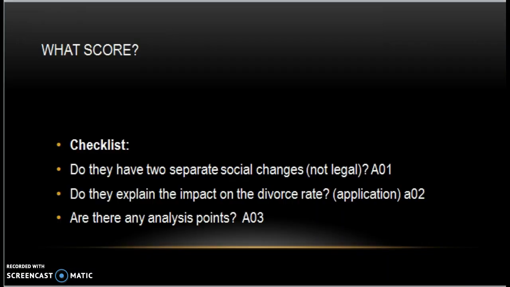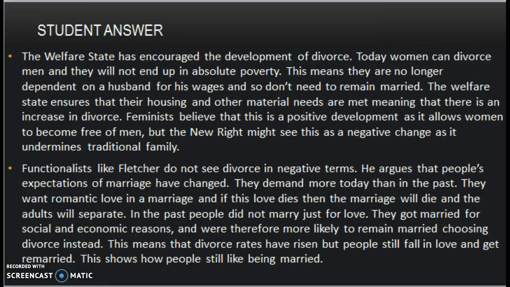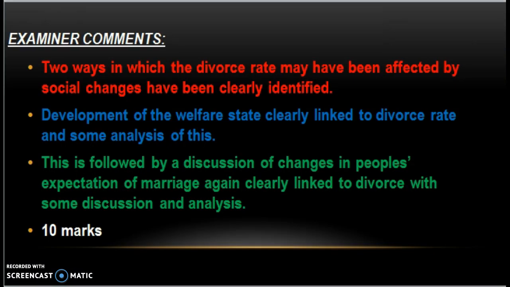So what score would you give it? So, a bit of a checklist. Do they have two social changes which weren't legal? That would be your AO1. Do they explain the impact on the divorce rates? That's the application. And is there any analysis? And that's the AO3. Okay, I'll give you a little moment just to check back on that one.